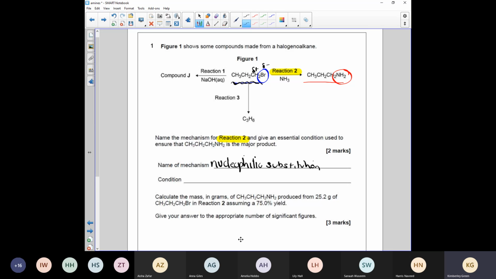Okay, I know that was a lot of spiel for just 1 mark, but I just want to get to the point of what you need to be looking at. What is changing in your molecule, and that'll help you with the mechanisms. Right, the condition now, the essential condition to ensure that only this amine is being formed. So this amine is a primary amine, okay? It's only got 1 carbon chain attached to that nitrogen.